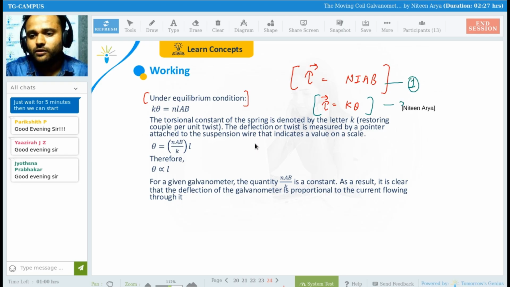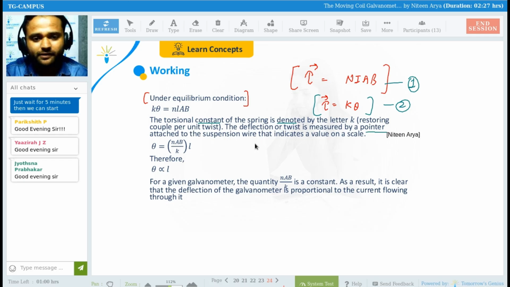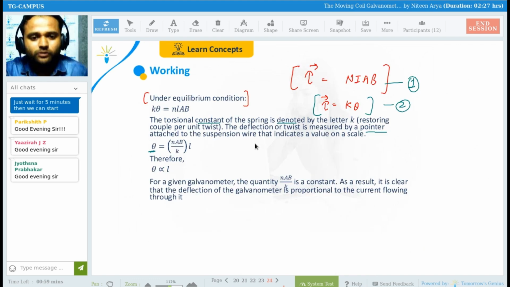Under equilibrium condition, equation 1 and equation 2 are going to be equated, where K is the torsional constant of the spring, denoted by the letter K. Is this clear? It is the restoring couple per unit twist. The deflection or twist is measured by a pointer attached to this particular spring. So K theta equals NIAB, and then theta.